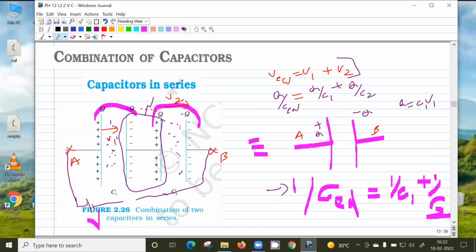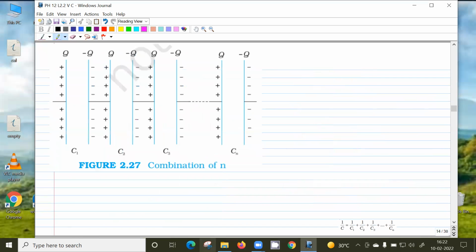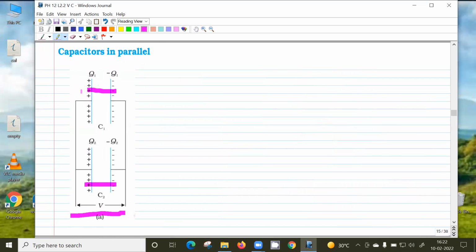But here, the battery is here, and the terminals of the battery are connected to the individual capacitors. So the potential difference across all of them will be the same. This is called a parallel combination, and here C equivalent is how related to C1 and C2? If we replace this with a single capacitor, it is the sum. So it's opposite to the resistance combination. How do you get this relation?